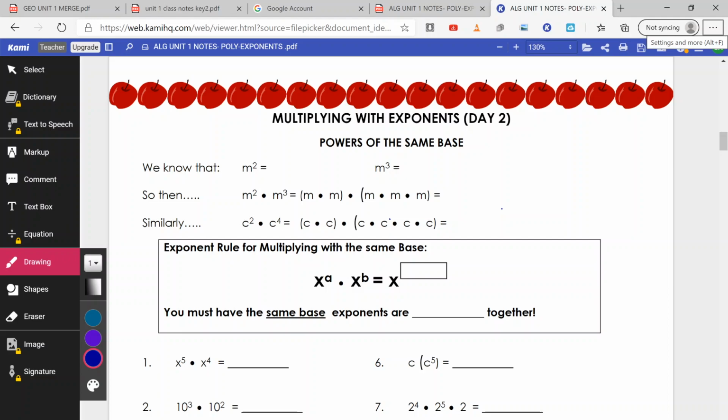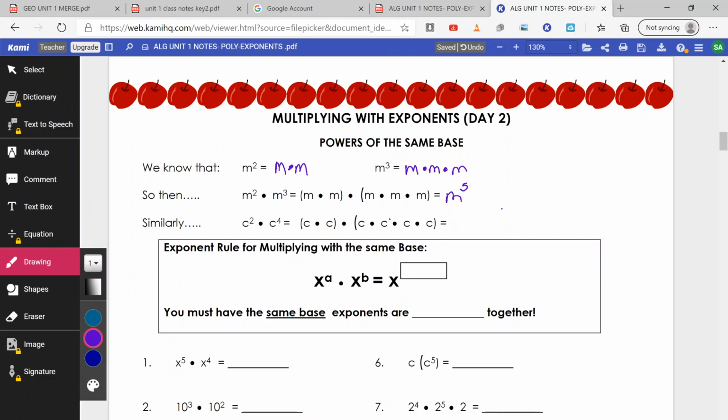We know that m squared is really equal to m times m. And we know that m cubed is m times m times m. So if we break it down, m squared times m cubed means we have our m times m, and we are multiplying it times m times m times m. Basically what we do now is we count the number of m's we have. We got 1, 2, 3, 4, 5 m's, so that's our new exponent.